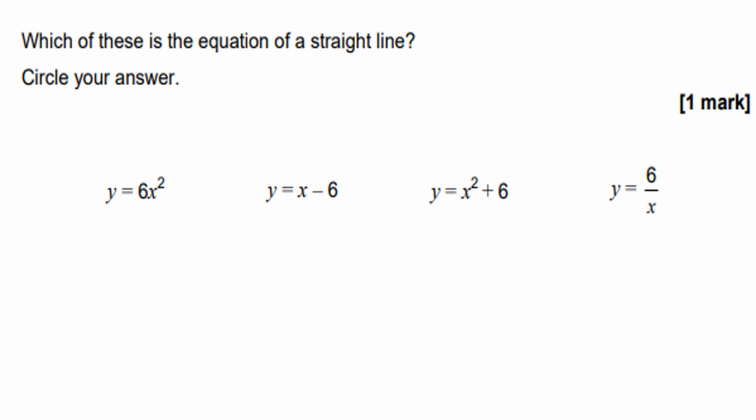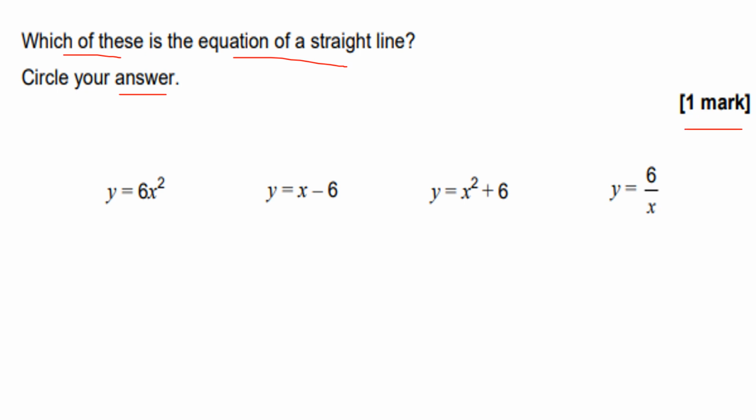Okay, guys, so let's look at this typical AQA GCSE maths question for the crossover topic between higher tier and foundation tier. It says, which of the following is the equation of a straight line? Circle your answer, and it's worth 1 mark.